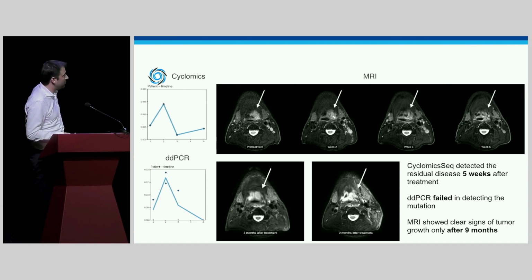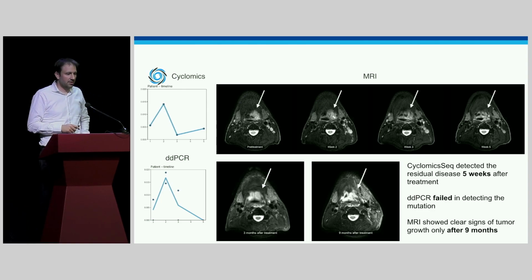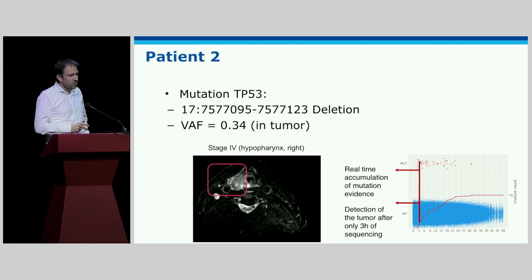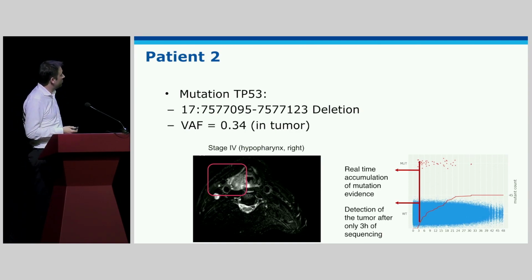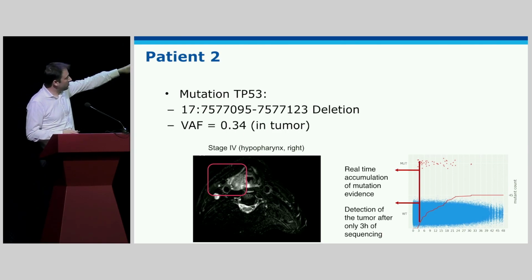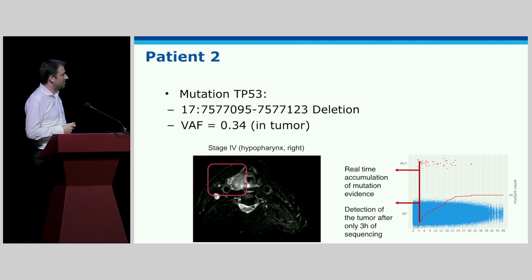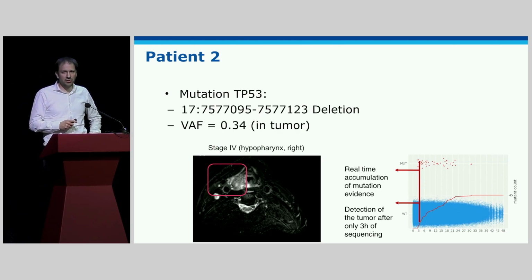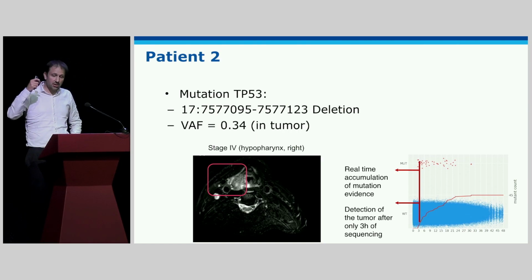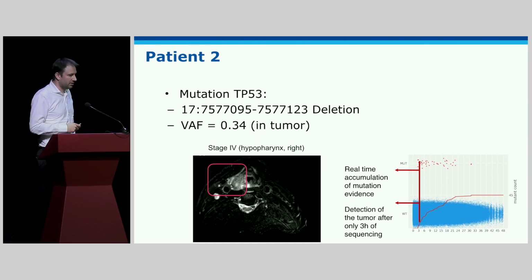And also if you compare to the ddPCR, it actually failed at detecting this as well after 5 weeks. So this is a second patient, and the reason I want to show you is also to show you how quickly we can detect this. This is a stage 4 hypopharynx tumor. Patient with a mutation again in P53, and here you see the sequencing result as a function of the sequencing time. So it's a real-time accumulation of this mutation evidence, and you see that already after an hour or 3 of sequencing, we have ample evidence to suggest that there are mutant molecules in this patient's blood, and we can actually stop sequencing at that point and give a result back to the clinic.